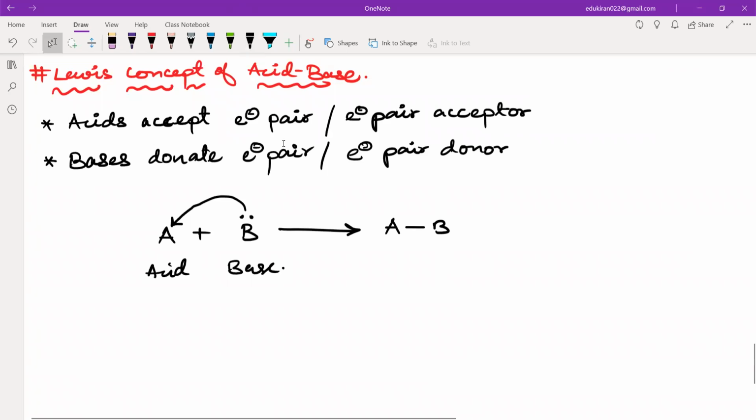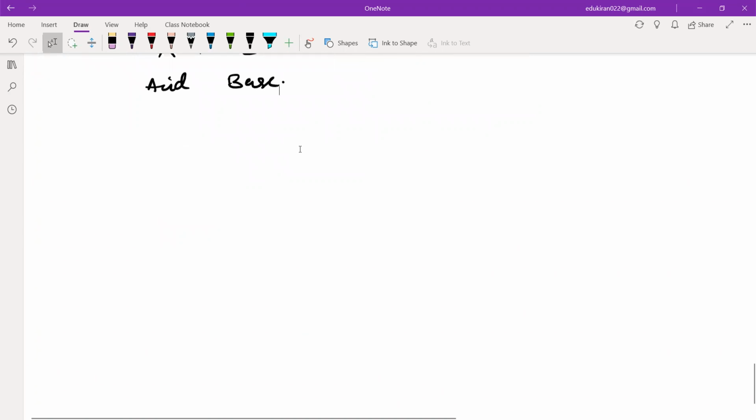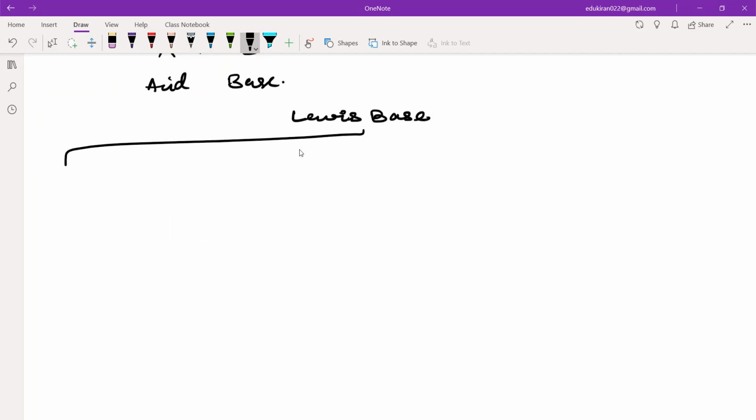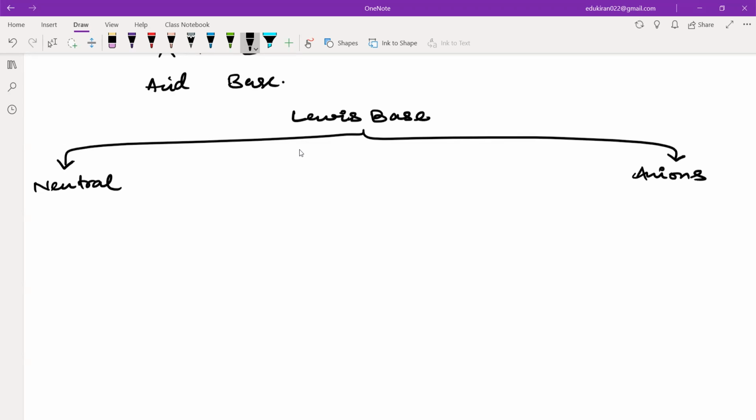So how to identify Lewis acids and Lewis bases? For a Lewis base, anything with a lone pair can act as a Lewis base. You can have Lewis bases in two types. Some will be neutral and some will be anions. Anions, obviously, will have a lone pair, that means a non-bonded pair of electrons. Then neutral species with lone pair.